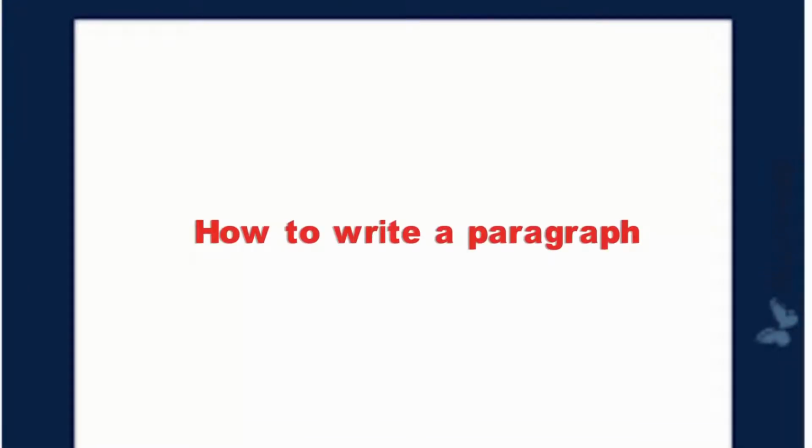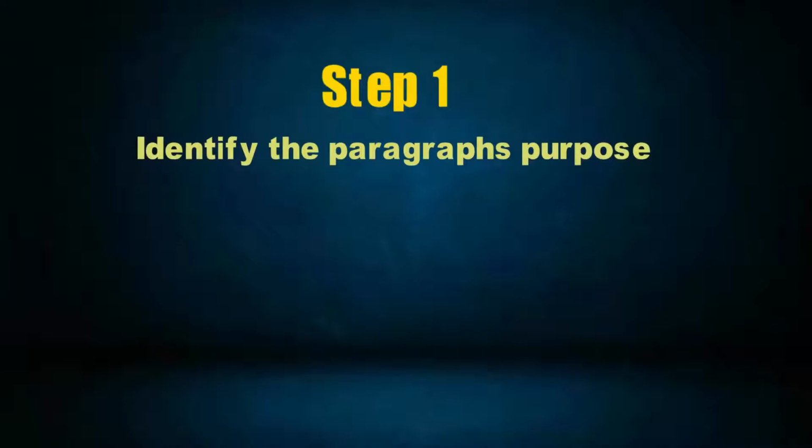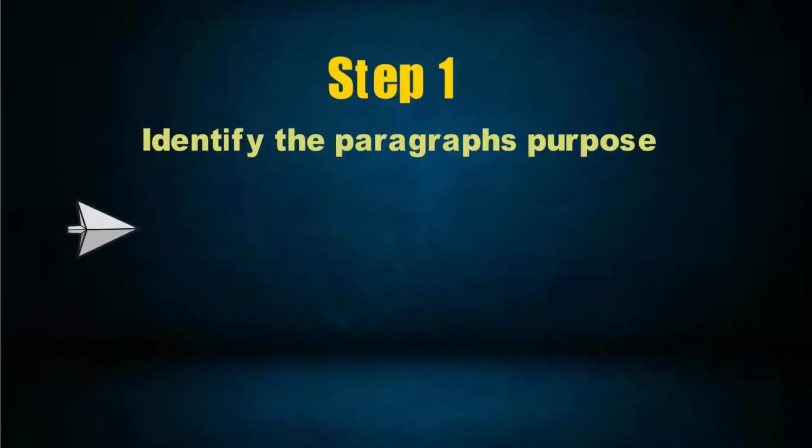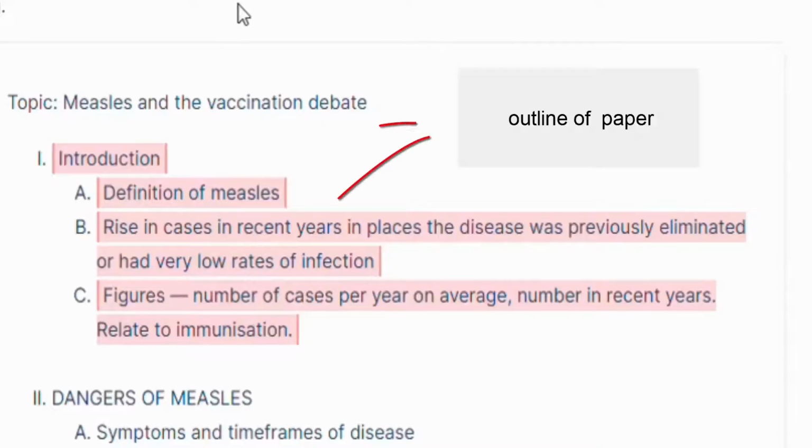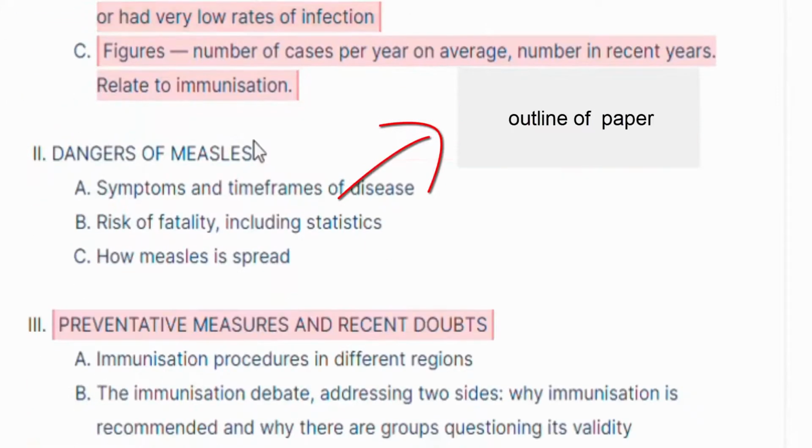Now going to our main topic: how to write a paragraph in a research paper. Step 1. Identify the paragraph's purpose. First, you need to know the central idea that will organize this paragraph. If you have already made a plan or outline of your paper's overall structure, you should already have a good idea of what each paragraph will aim to do.